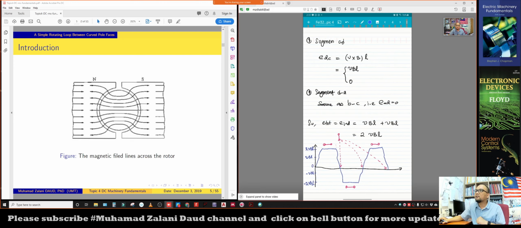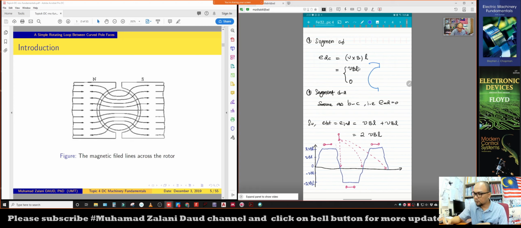And then the third one we are going to calculate is the segment CD. Similarly to the segment AB, the induced voltage at segment CD is also the same, which is VBL under the curved pole faces.